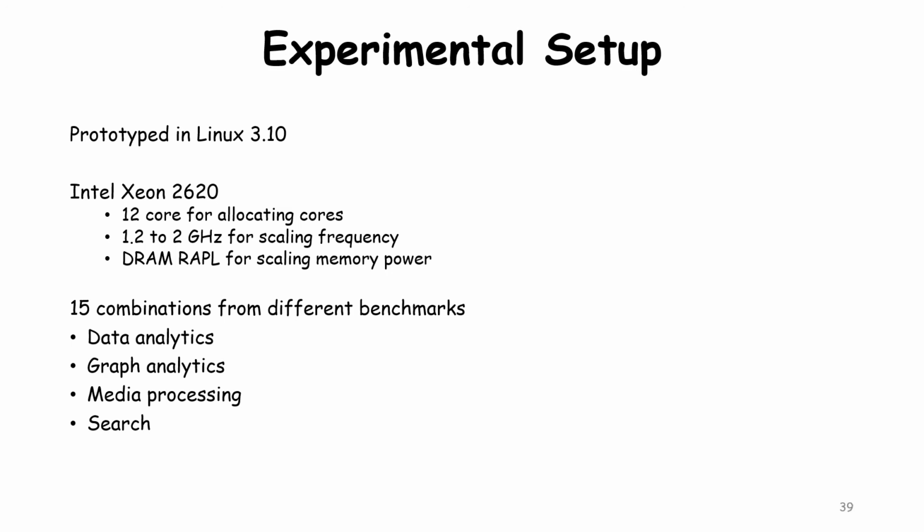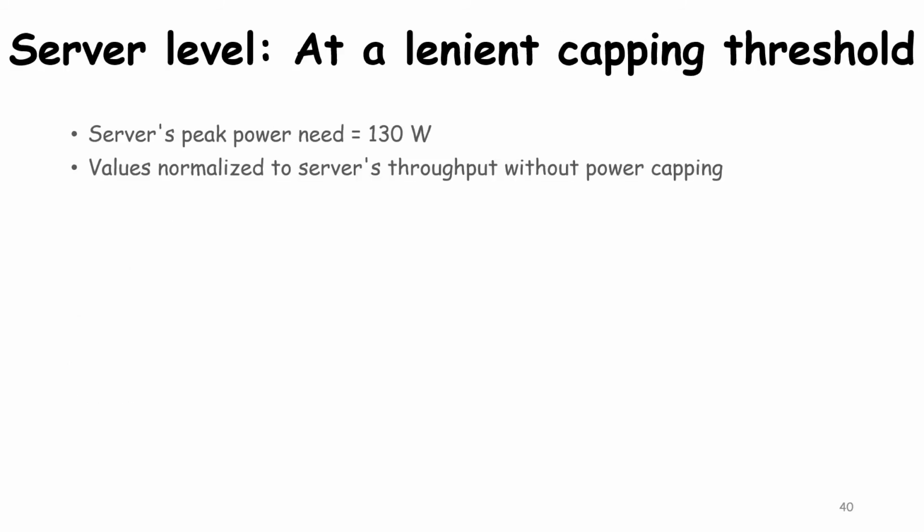In this talk, we show the key results and insights from our prototype on 15 random pairwise combinations of throughput-bound applications. These applications are representative of data analytics, graph analytics, media processing, and search indexing workloads. The paper has more details on the experiments with latency-critical workloads and performance under different dynamic changes in the system. We first present server-level performance benefits of our approach under a linear power capping threshold of 100 watts.